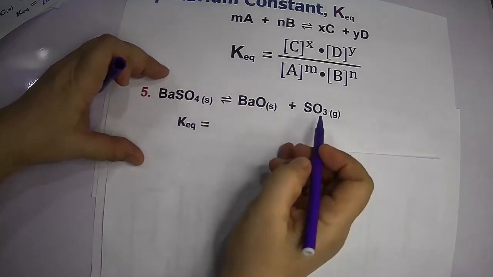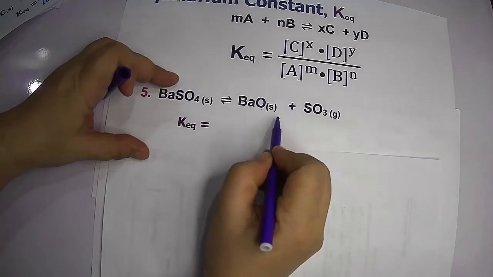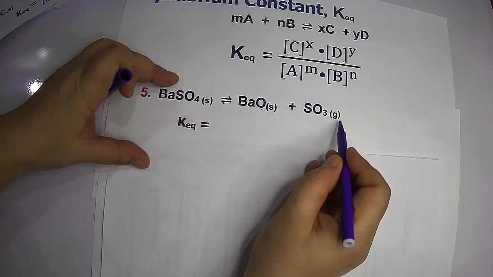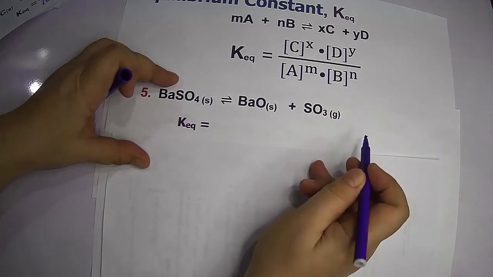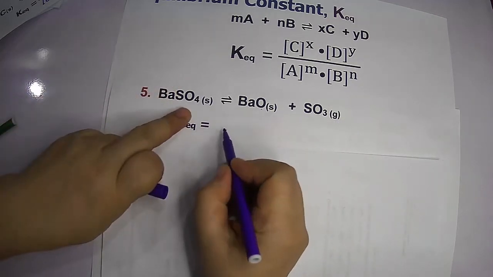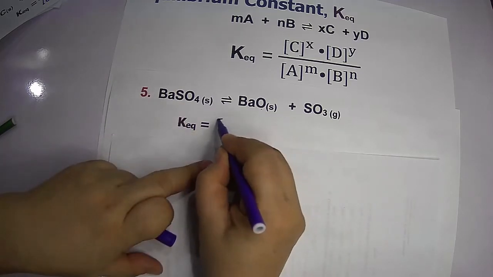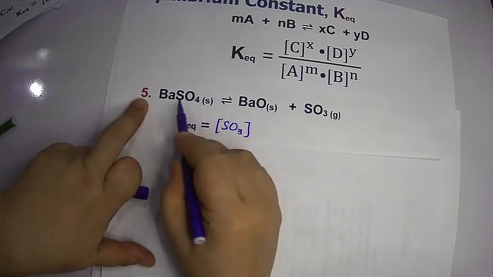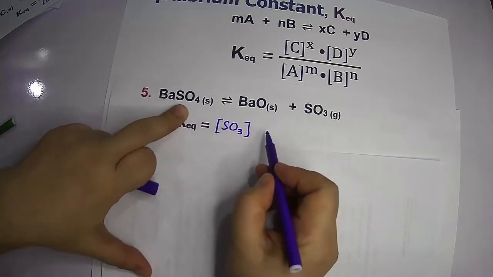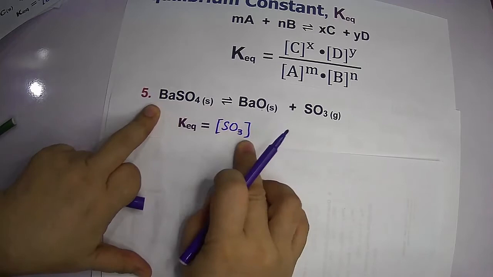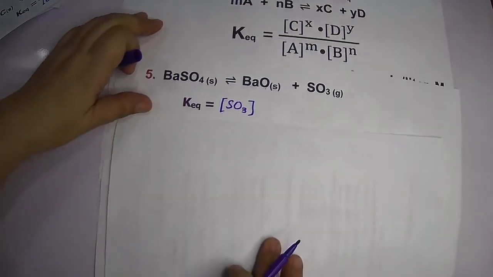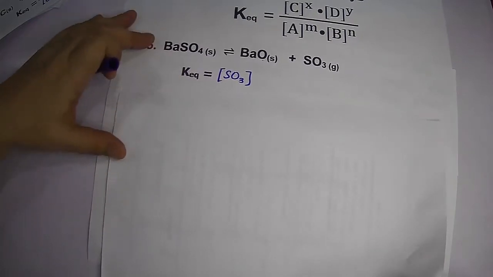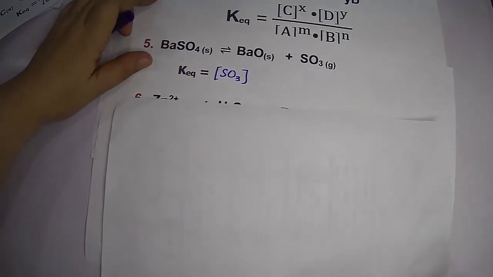So since both barium sulfate and barium oxide are solid, only sulfur trioxide in the gaseous state on the product side is involved. And the denominator here will be 1. So the expression is sulfur trioxide because the denominator would be 1. Any number divided by 1 is the number itself. Okay? So you should express it correctly in a simplified form.